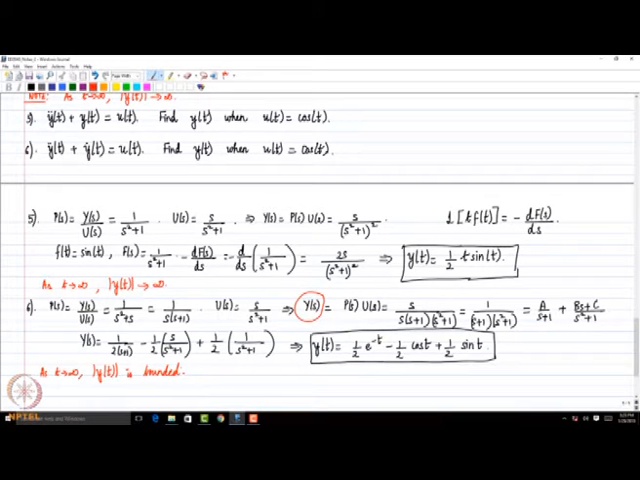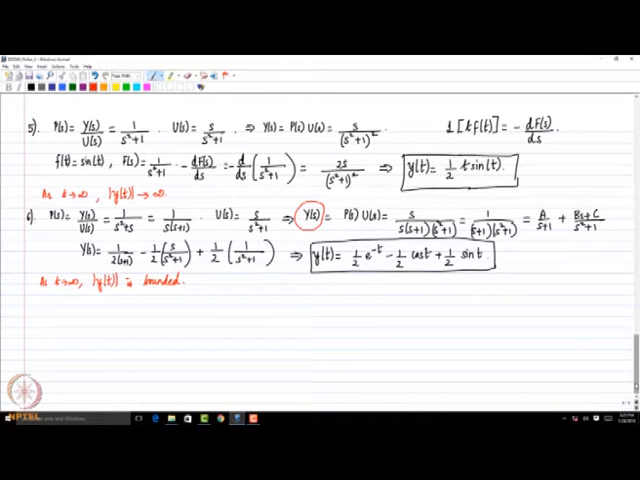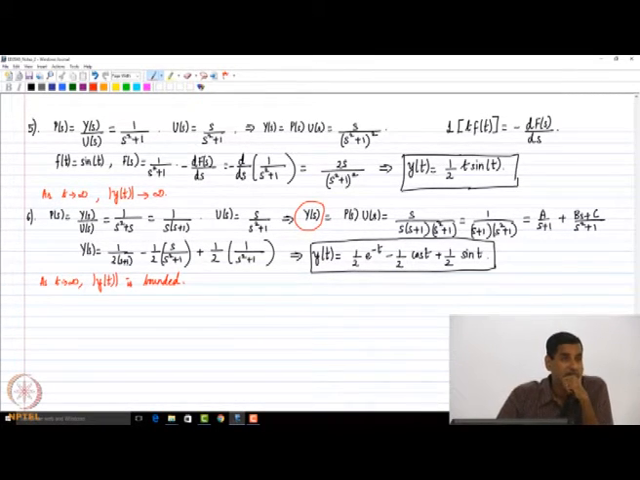Bounded, right? So previously we saw that for the same system, when we gave the unit step response, the magnitude of y of t tends to infinity, right? Now we give another bounded input. I'm sure you agree that cos of t is a bounded input, right? Correct? So we are getting a bounded output. So the question is, what is happening, right?